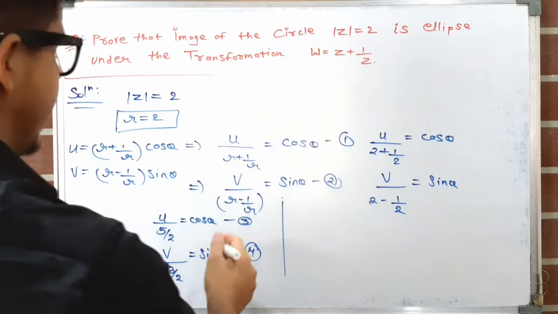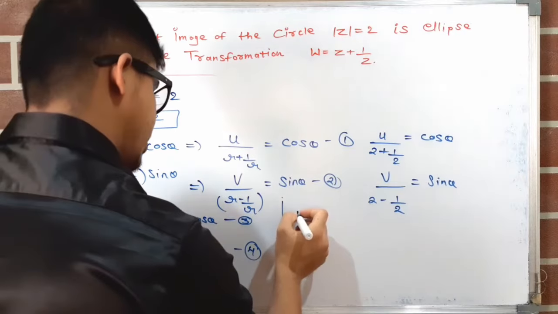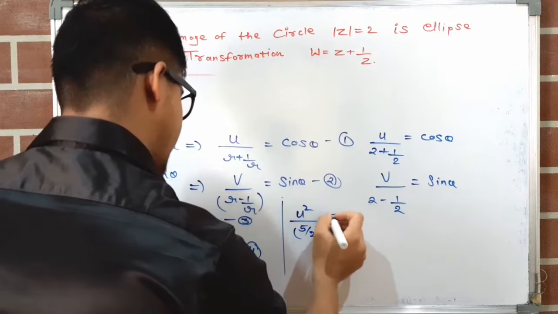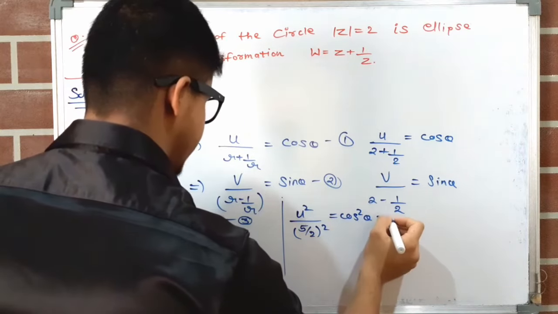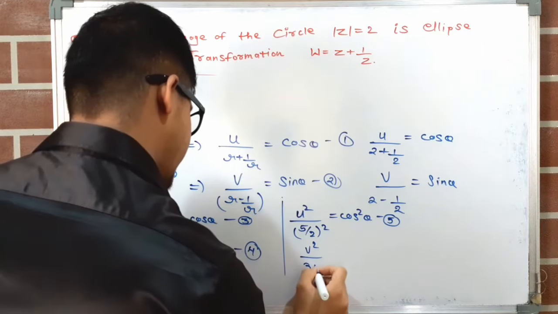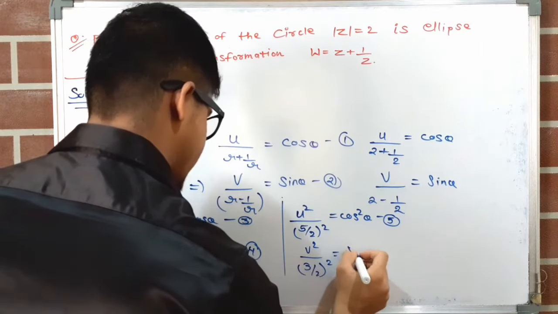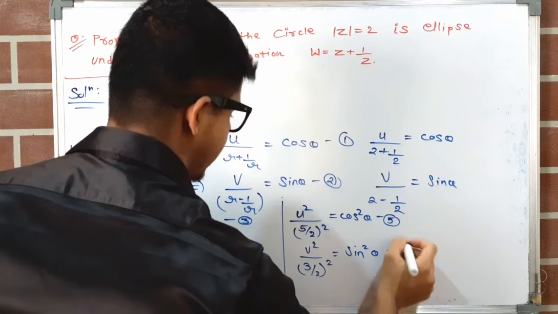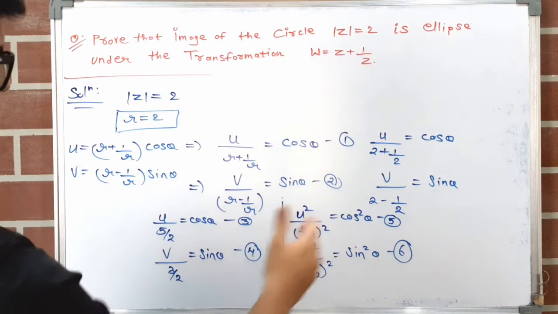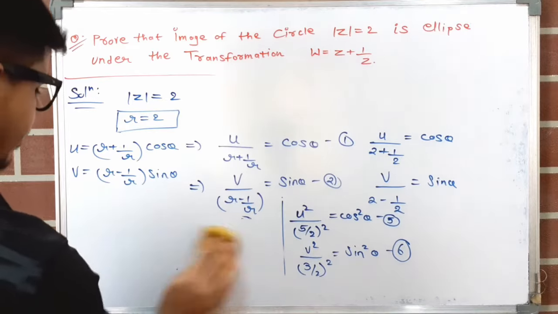Okay, so now squaring equation 3 and equation 4, we will get u square upon 5 by 2 the whole square equals cos square theta. So this is equation number 5. And v square upon 3 by 2 the whole square equals sin square theta, equation number 6. Okay, so now the last step remaining is that we have to add equations 5 and 6. So we will add equations 5 and 6.